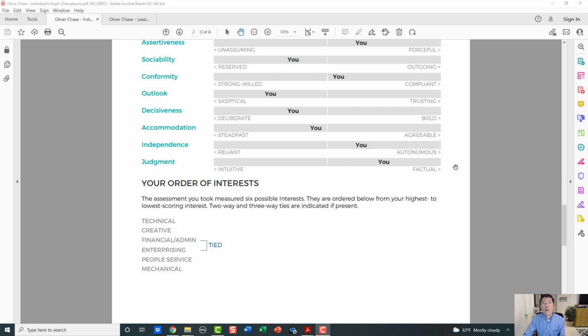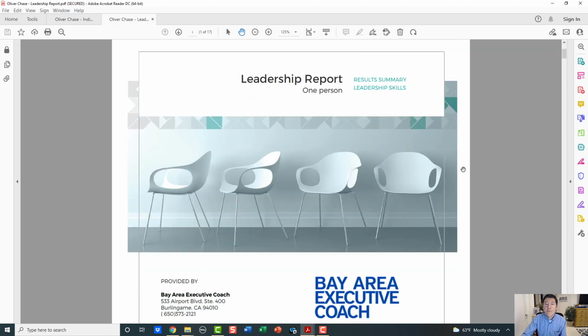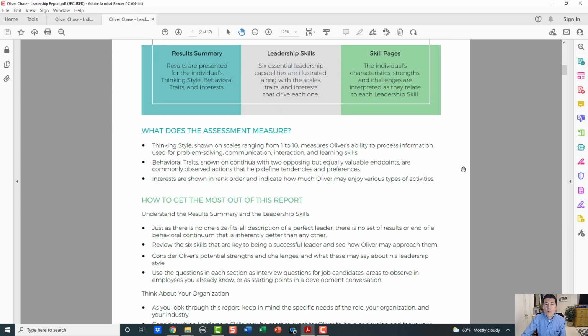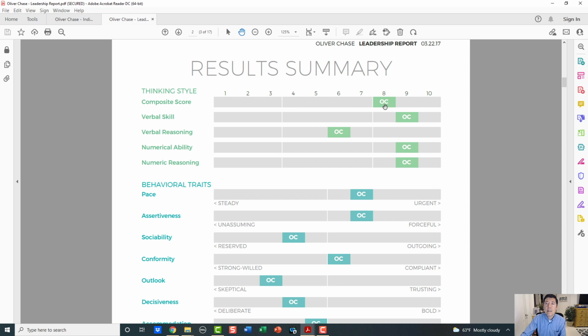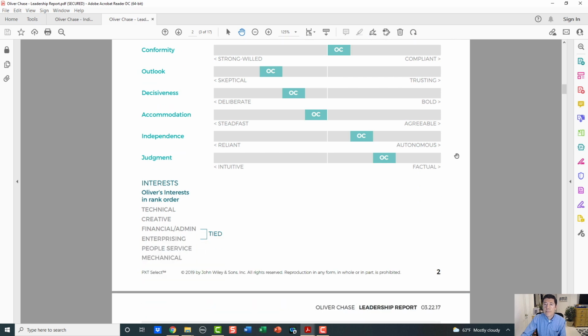So this is one report which I like to use. The report that you can create out of this one is called the leadership report. Let's take a look at that. So this is the leadership report, and it's focused specifically on leadership competencies. So it starts out with the same graph that we just took a look at. And here you can see the person's initials, as I mentioned to you. This is our sample, Oliver Chase.